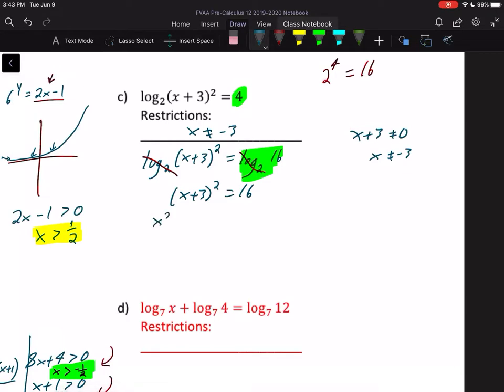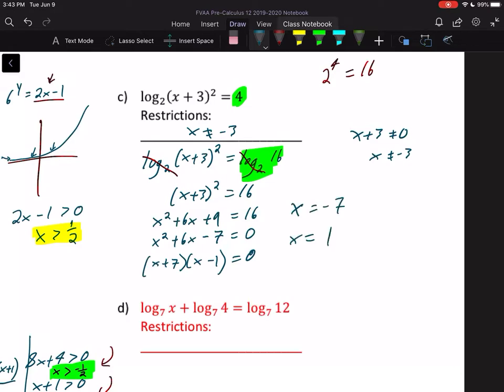And then we get x squared plus 6x plus 9 is equal to 16. Minus 16 on both sides, x squared plus 6x minus 7 is equal to 0. And then we can factor this back out to x plus 7 and x minus 1 equals 0. So here it means that x is equal to negative 7 and x is equal to 1, okay?